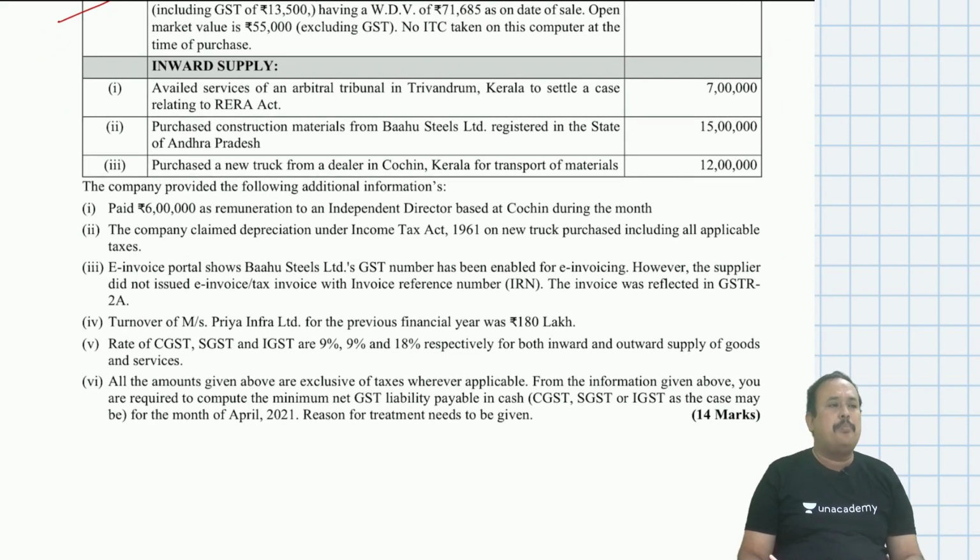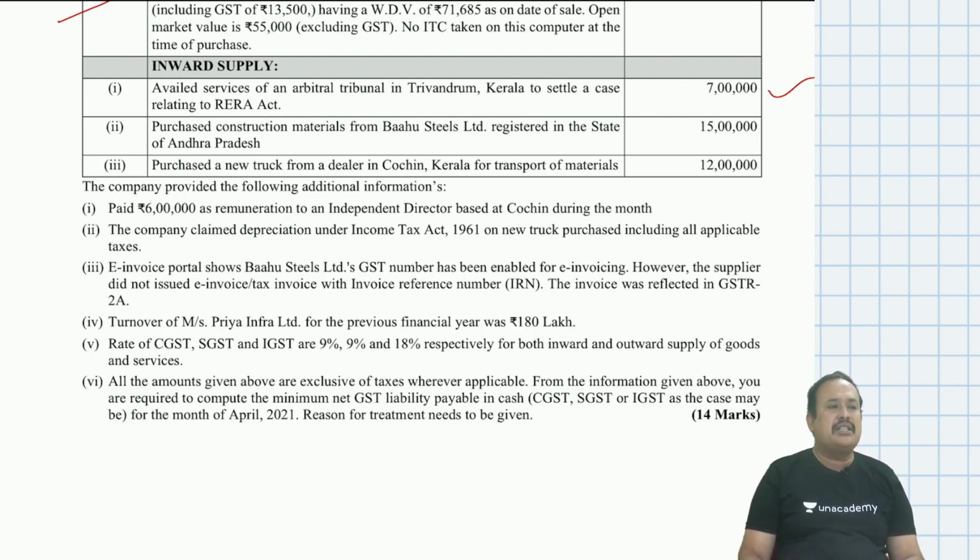Inward supply. Availed services of an arbitral tribunal in Trivandrum, Kerala to settle a case related to the RERA Act, 7 lakh.